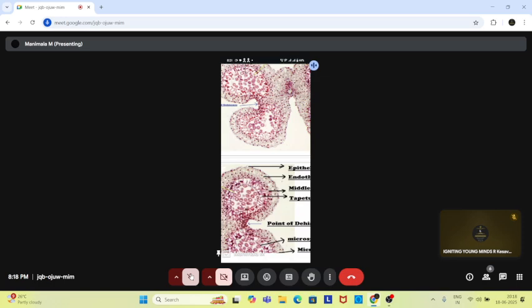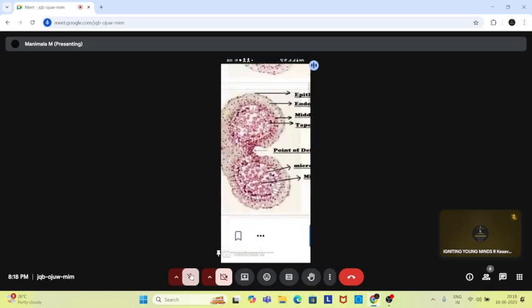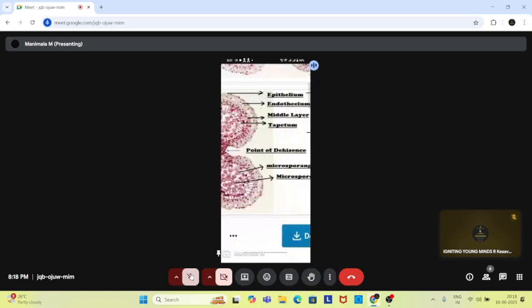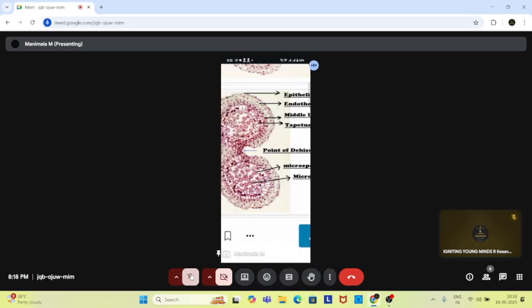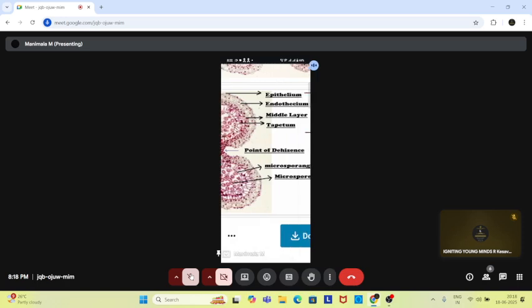Now we are going to see what the transverse section of the microsporangium, the pollen sac, is made up of. When we take a transverse section, it is made up of different layers. Generally four types of wall layers are present. The first layer is the epidermis.